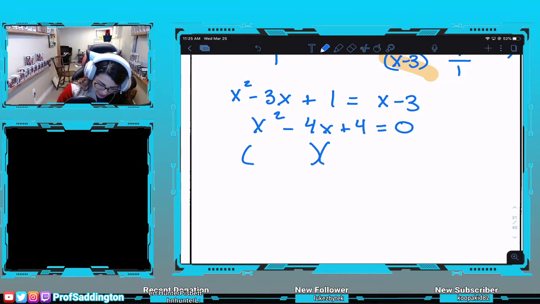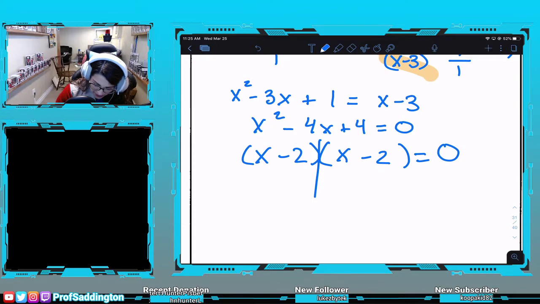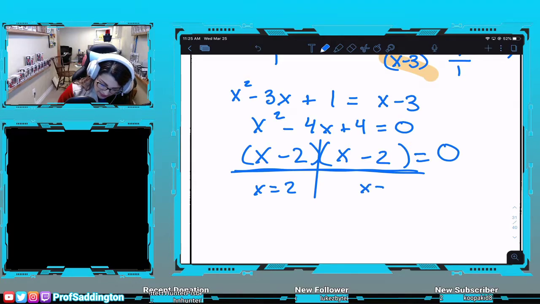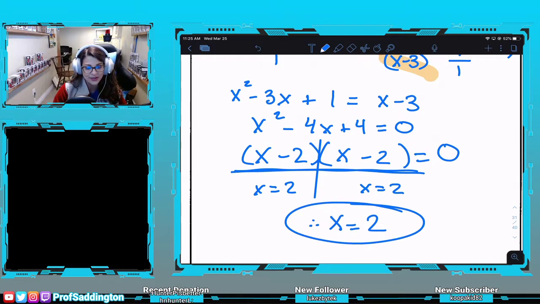Then we're going to double bubble, and I'll do it correctly this time. x minus 2, x minus 2. Drop my table down. And we'll see each of these is going to equal 2. And since they're not 3, all is well in the world. Our final answer is x equals 2.